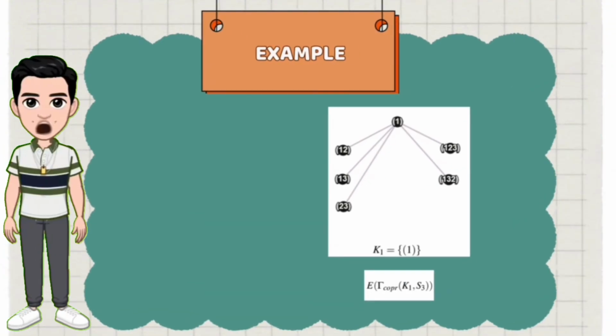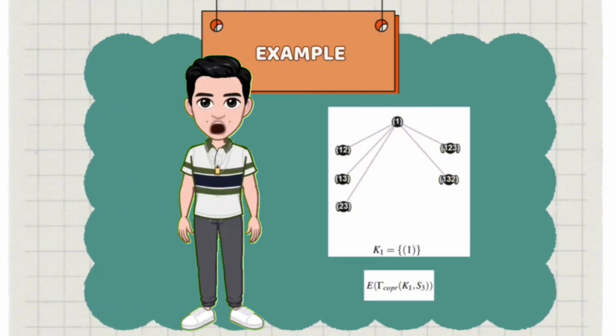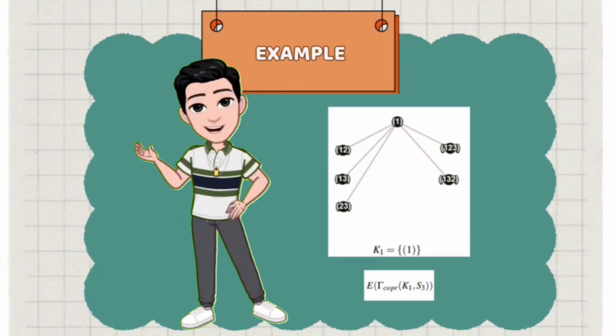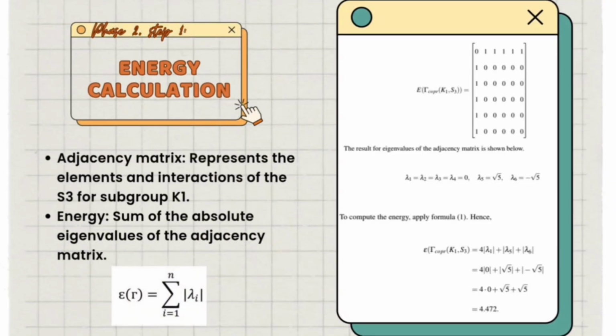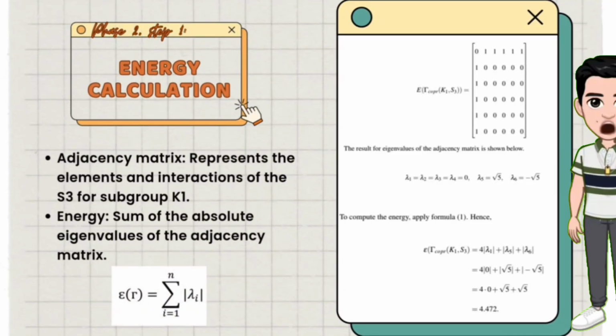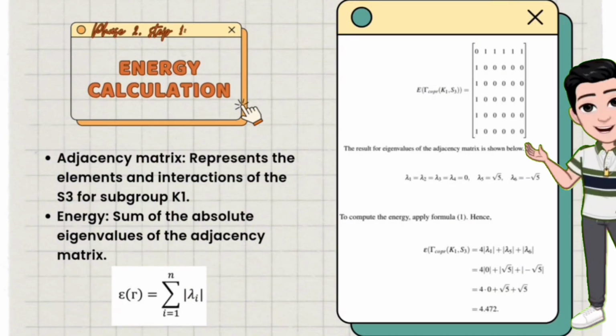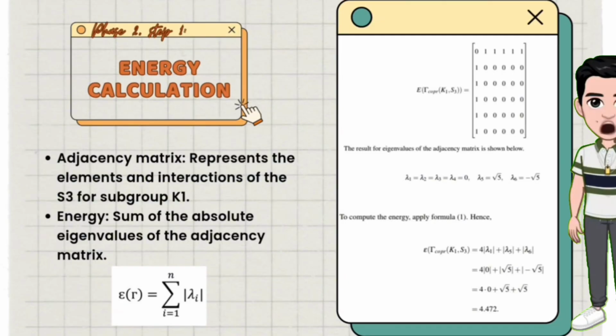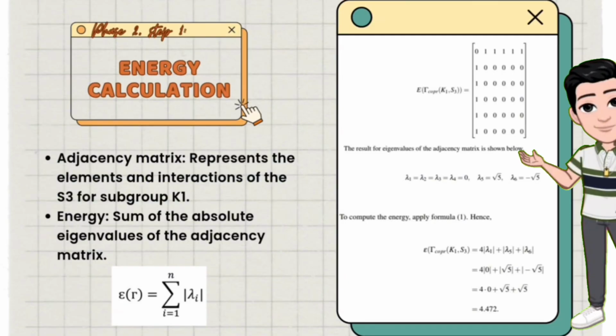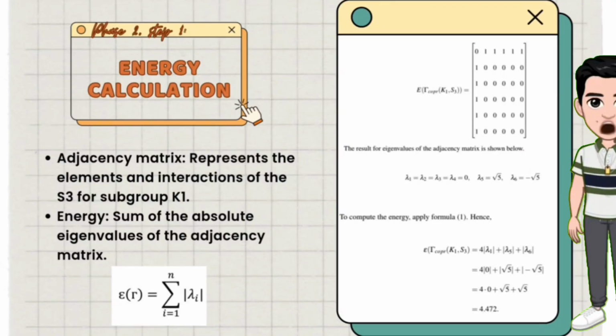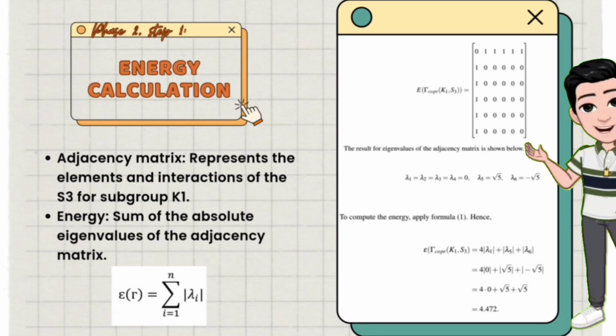In phase 2 step 1, we calculate the energy of the graph. We take the graph K1 of S3 as our example. First, we compute the adjacency matrix, which is an n times n matrix, where n represents the number of vertices in the graph. Since S3 has 6 elements, the adjacency matrix will have dimensions 6 times 6, where each entry indicates a connection between elements based on the relative Coprime graph. The resulting adjacency matrix shows the element 1 connected to all other elements and no other direct connection among (1 2), (1 3), (2 3), (1 2 3), and (1 3 2).